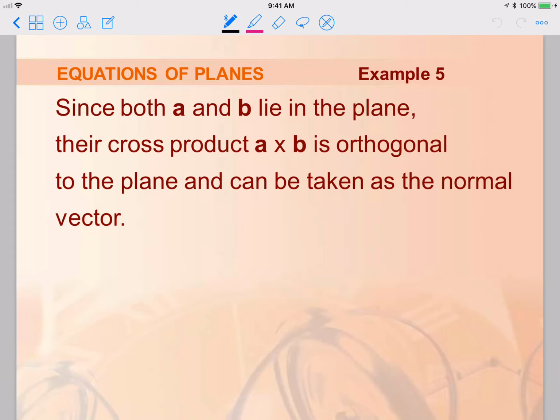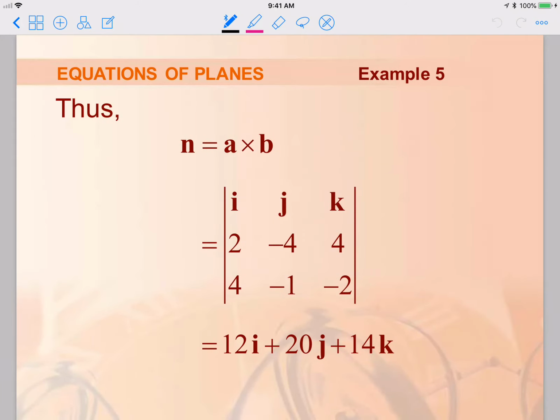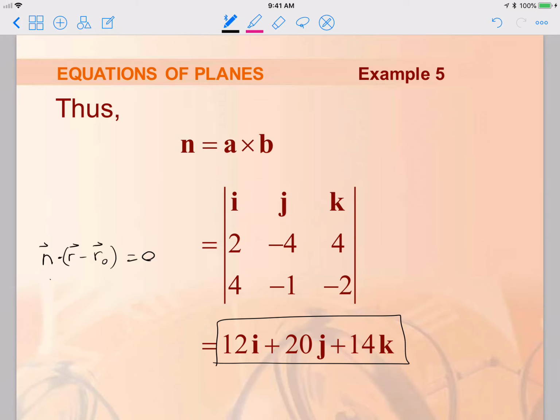Since both A and B lie in the plane, their cross product is orthogonal to the plane and can be taken as the normal vector. So we do the cross product, and that gives us our normal vector. And now we've got our vector equation for the plane, which is n dot (r minus r naught) equals 0. Our n is going to be 12, 20, 14.